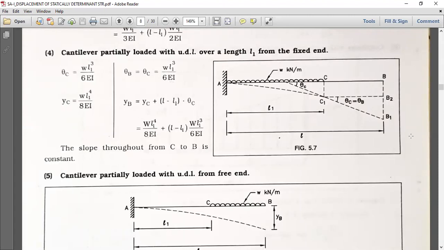Now for YB, the deflection at that point, we can have the deflection at C as WL1 raised to 4 divided by 8EI. But in case of YB, there is YC plus (L minus L1) into theta C. So we have the final equation: WL1 raised to 4 divided by 8EI plus (L minus L1) into WL1 cube divided by 6EI.